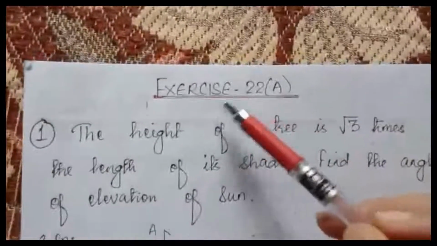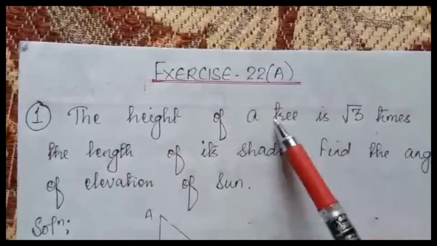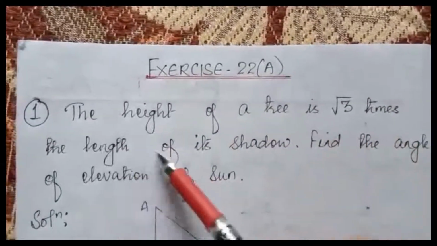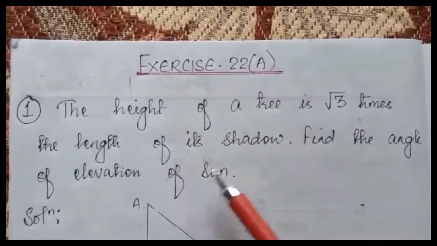Now we will start exercise 22a. Number 1, the height of a tree is root 3 times the length of its shadow. Find the angle of elevation of the sun.